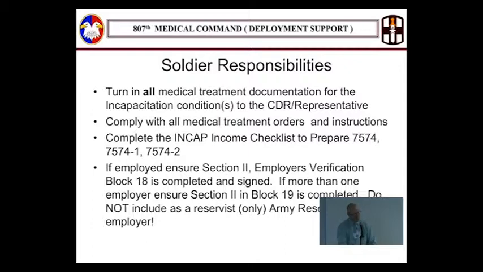Then it comes back. The commander has to look at it. The soldier signs it in front of the commander typically. The commander is going to verify if there is an approved line of duty, and that has to be done for each period.